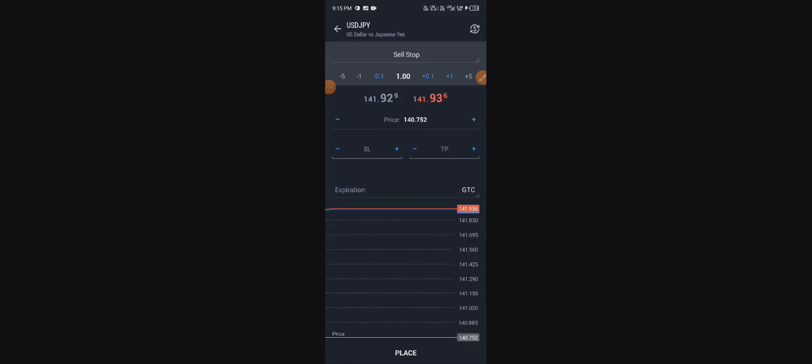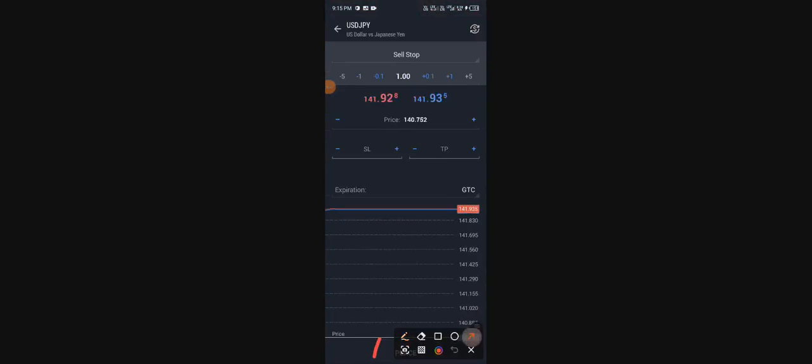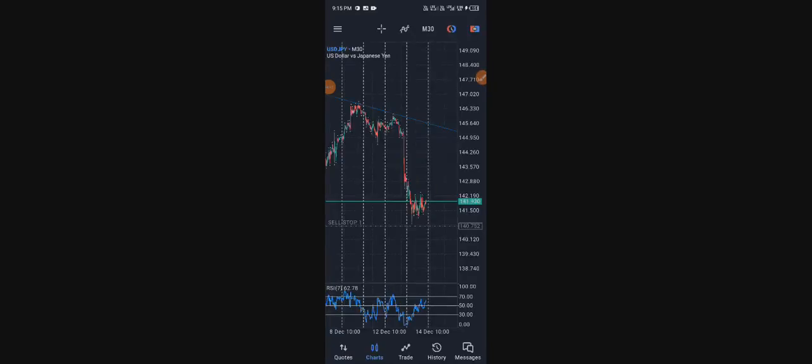So I'm going with one standard lot, then I'll just come down here and click on place. So just click on place and the sell stop order has been placed. Now this is it.